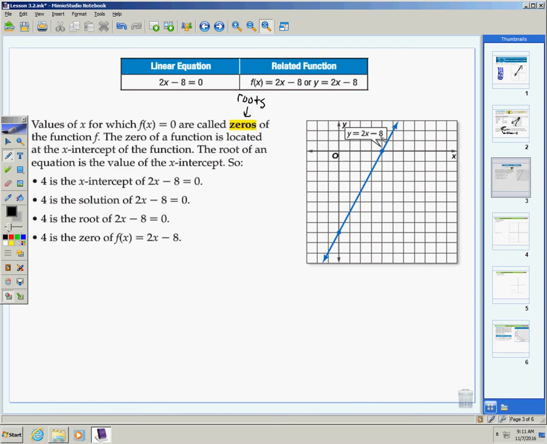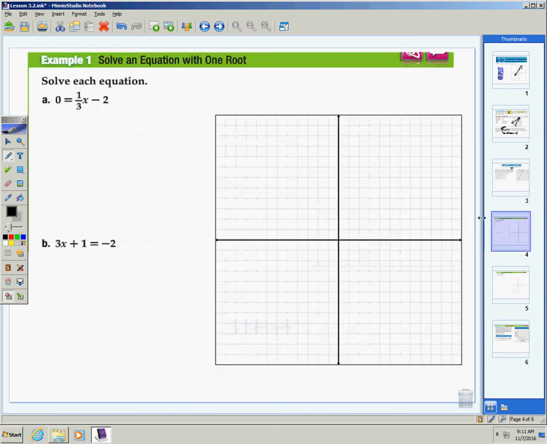So let's look at our first example. We want to solve each equation. When I solve these, I'm trying to see where this is 0. You guys have done this enough that you know how to solve this by just solving an equation for x. Let's solve this though using a graph. Let's see where 1/3 x minus 2 is equal to 0. So I'm going to replace my 0 with a y, and I'm going to say, where is this graph, 1/3 x minus 2, where does it equal 0? Then I just have to graph it.